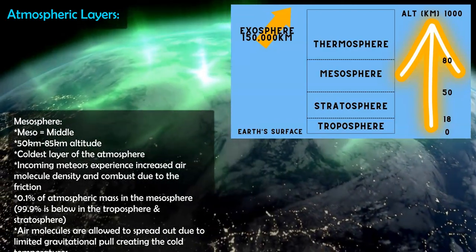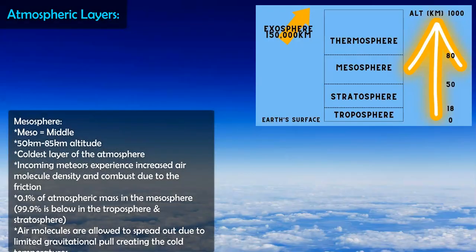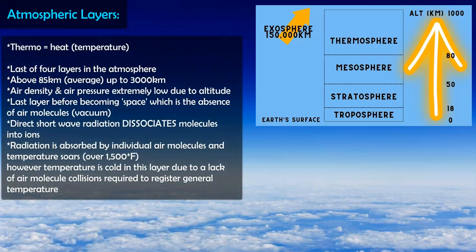So the mesosphere goes from about 50 kilometers altitude up to about 80 or 85, and the mesosphere also is the coldest layer of the atmosphere. Next you have the thermosphere. Thermo means heat, so this layer denotes heat.